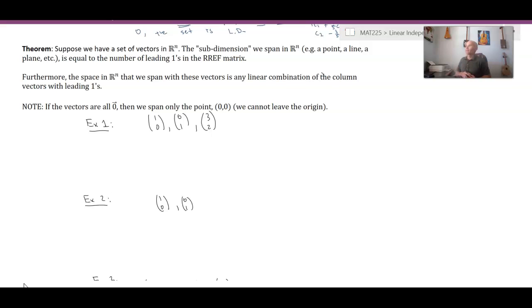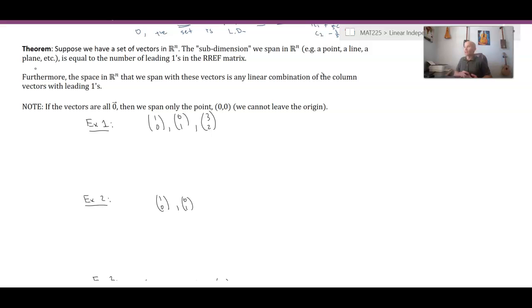A really cool byproduct of the idea of linear dependence is that we can actually not only determine whether the set of vectors is linearly independent or linearly dependent, but we can also tell from our reduction process what subdimension our given vectors span. So what I mean by this is we have a set of vectors in Rn. So that could be in 2 dimensions, in 3 dimensions, whatever. What I'll refer to as the subdimension that we span in that dimension, for example, we know we can span a point sometimes, a line, a plane, etc., is equal to the number of leading ones in the RREF matrix.